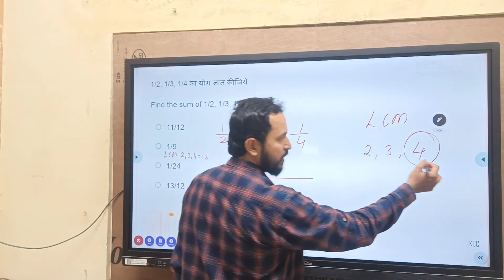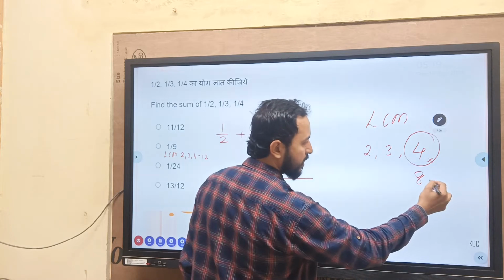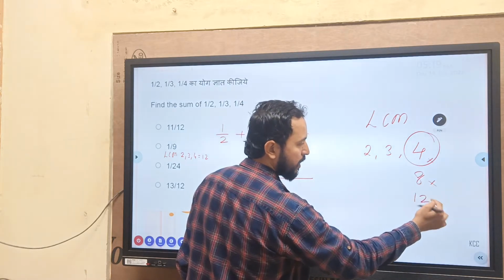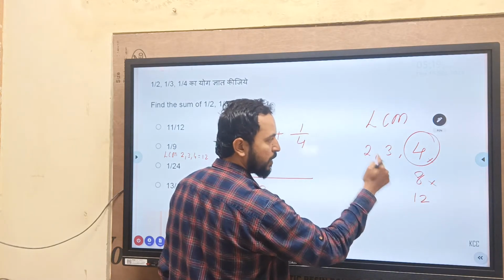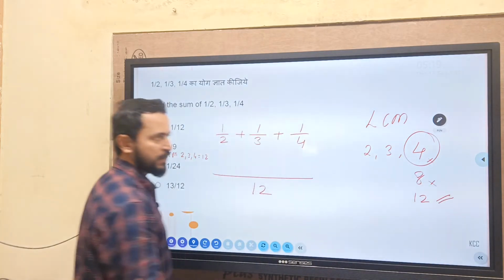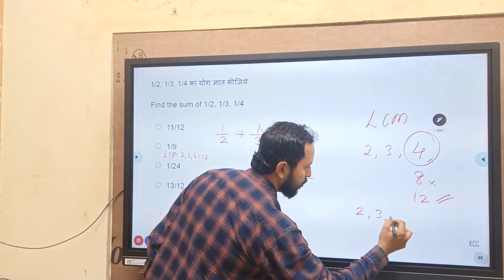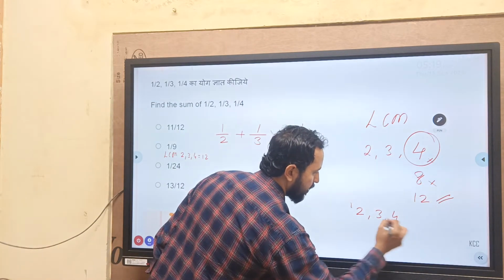So next table, 4 twos are 8. Okay, in the 3 table 8 is not there, cancel. 4 threes are 12. Yes, 12 is there in the 2 table, 12 is there in the 3 table, 12 is there in the 4 table. So 12 is the LCM. You can do like this, or else you can do it like this, write 2, 3, 4 and simplify.